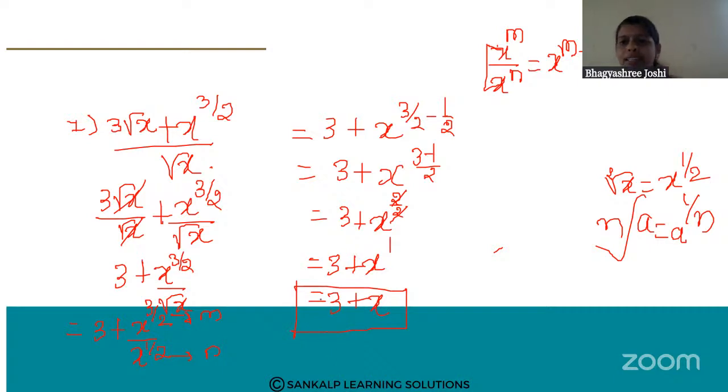Sometimes what happens is, when we look at it, we think it is not a polynomial. But what you have to do is first solve the expression, then tell the answer. Here there is root x, here there is a fraction, so we think it is not a polynomial. But when you solve the question, you will get the answer. Yes, it is a polynomial.